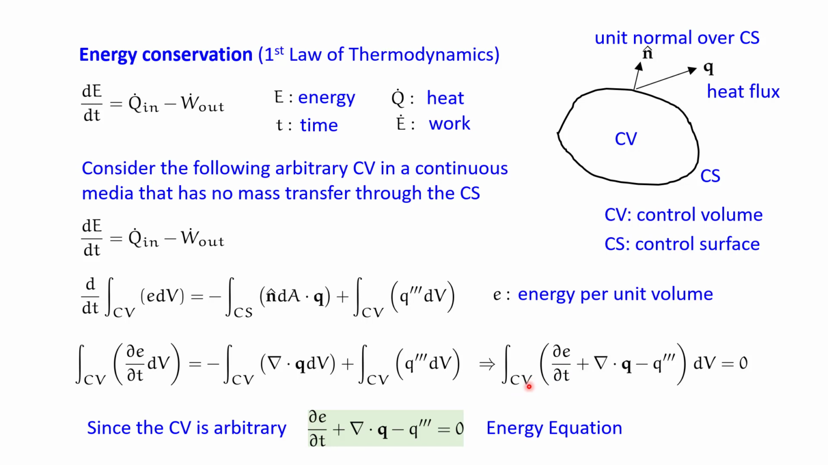Now this control volume is arbitrarily chosen. To deduce this equation, we have never assumed anything about the particular nature of the control volume, because the geometry is arbitrary, and over that geometry the integral goes to 0. That means that what is within this first bracket is 0. That means del e/del t plus del dot q minus Q triple prime is 0, and this is the most fundamental form of the energy equation when we assume that there is no mass exchange through the control surface, which is the only assumption that we have made so far.